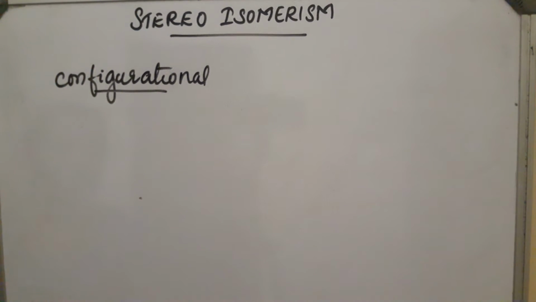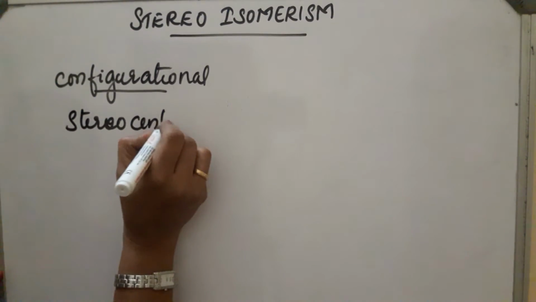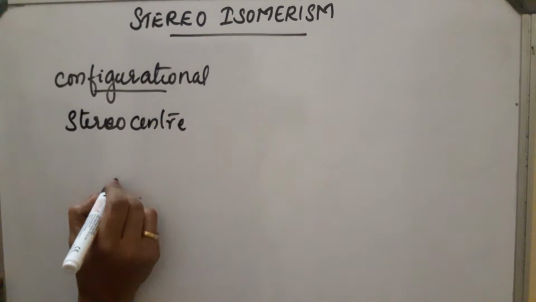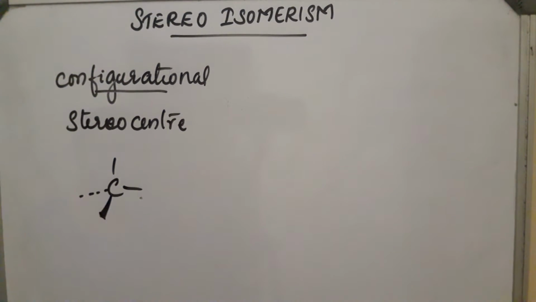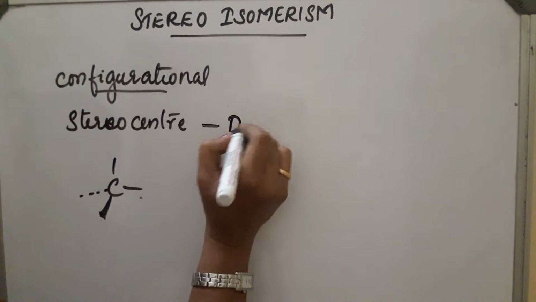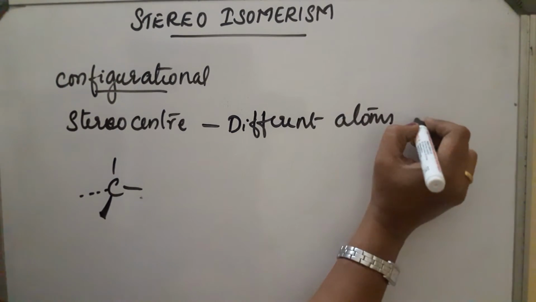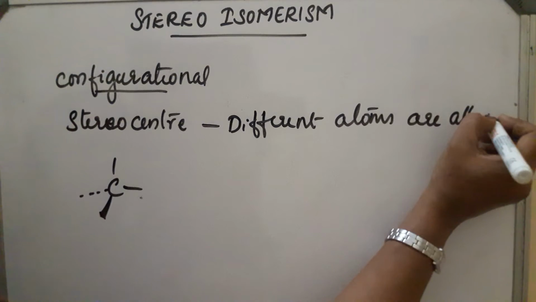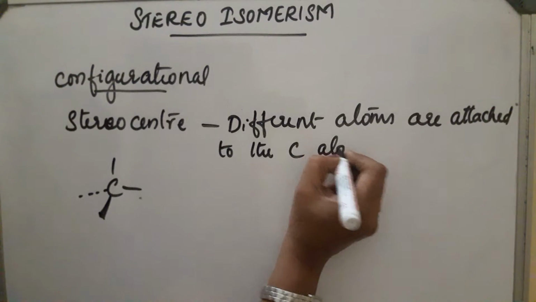Before discussing configurational isomerism, let us see an important point called stereocenter. A stereocenter is a carbon center, and we know carbon has four attachments, four valencies. If all four attachments to this carbon atom are different atoms attached to the carbon atom, such a center is called a stereocenter.